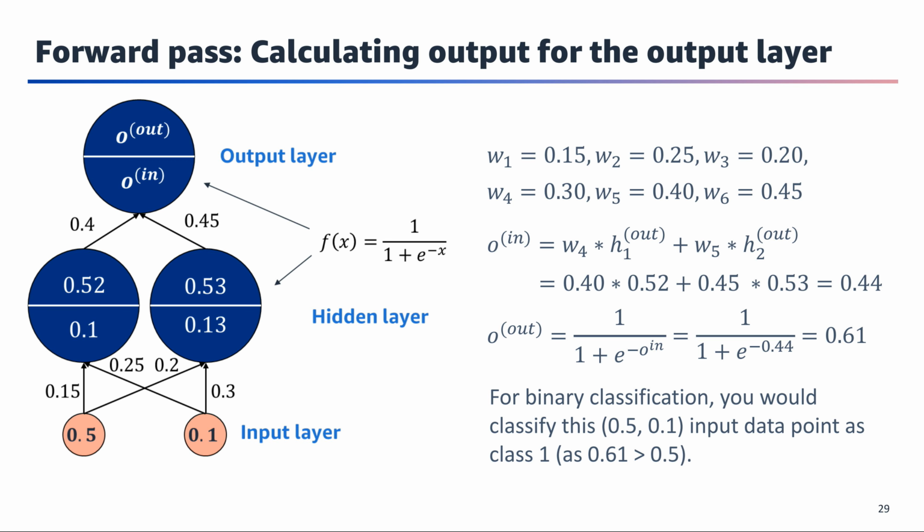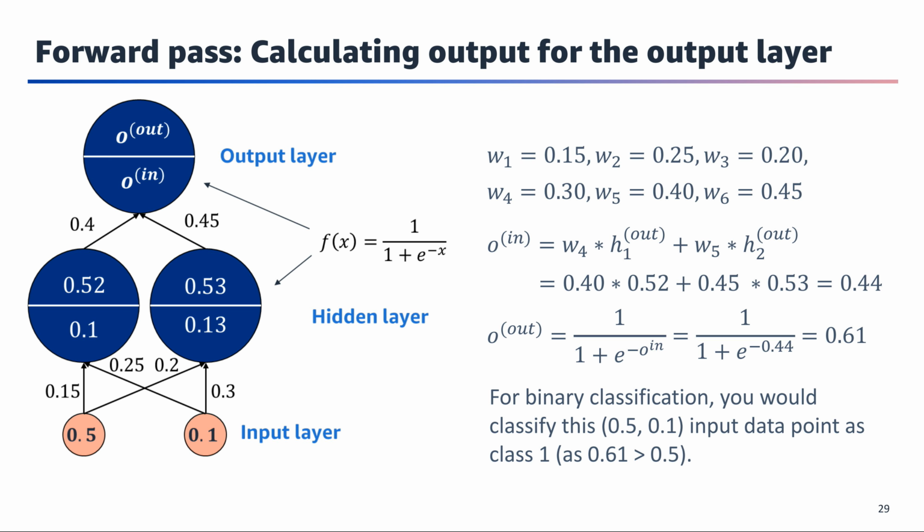First, to compute the weighted sum that is arriving at the output neuron, use the inputs that are coming from the hidden neurons. O in equals 0.52 times 0.4 plus 0.53 times 0.45 equals 0.44. The weighted sum is then transformed by the sigmoid activation function to 0.61. This is the final output of the neural network.